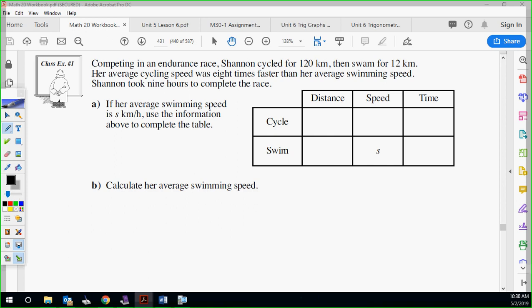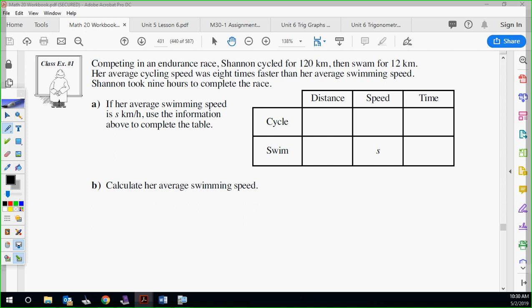Competing in an endurance race, Shannon cycled for 120 kilometers, then swam for 12 kilometers. Her average cycling speed was 8 times faster than her average swimming speed. Shannon took 9 hours to complete the race. If her average swimming speed is S, use the information to complete the table. So they set swimming speed as the variable S. So we're comparing everything to swimming speed.